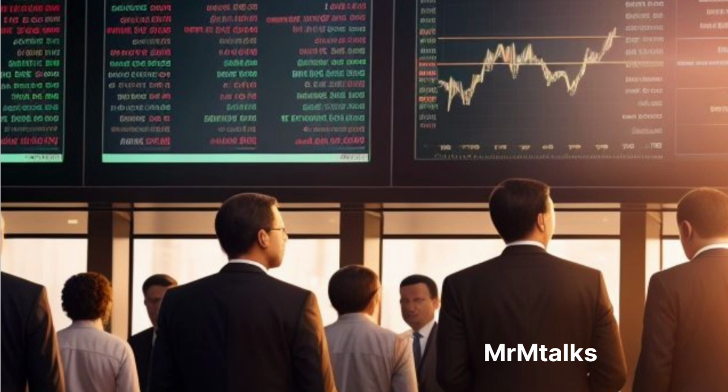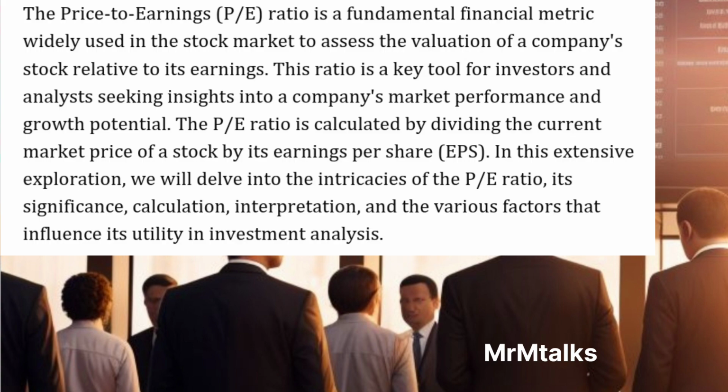The price-to-earnings (PE) ratio is a fundamental financial metric widely used in the stock market to assess the valuation of a company's stock relative to its earnings. This ratio is a key tool for investors and analysts seeking insights into a company's market performance and growth potential. The PE ratio is calculated by dividing the current market price of a stock by its earnings per share (EPS).